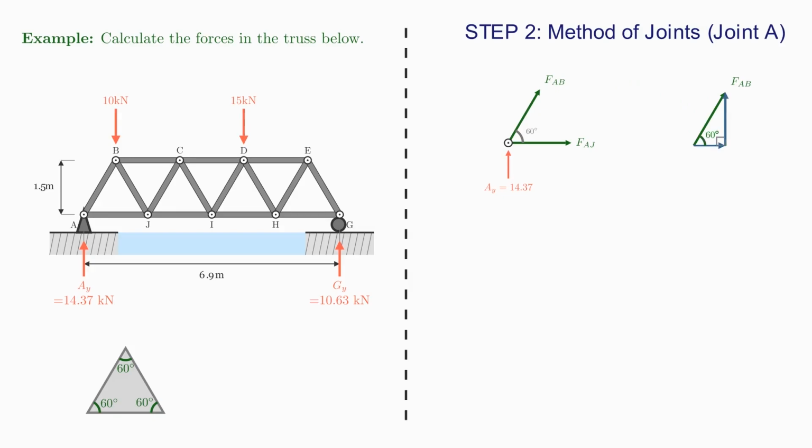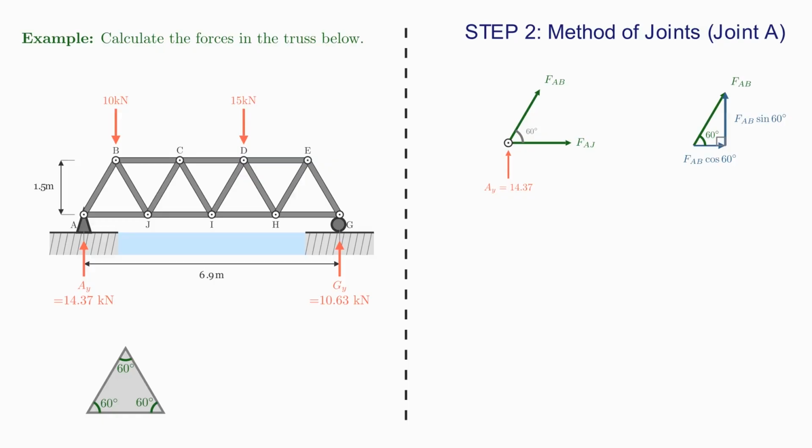We know that FAB is acting at 60 degrees to the horizontal. From trigonometry, the opposite is the vertical component. The opposite and the hypotenuse mean that we're using sine, so the vertical component will be FAB sine 60. The horizontal component is the adjacent, so this will be FAB cos 60. Remembering the symmetry that we have in the truss, for this particular example all of our vertical components are going to be sine 60 times the hypotenuse, and all of our adjacent components are going to be cos 60 times the hypotenuse.